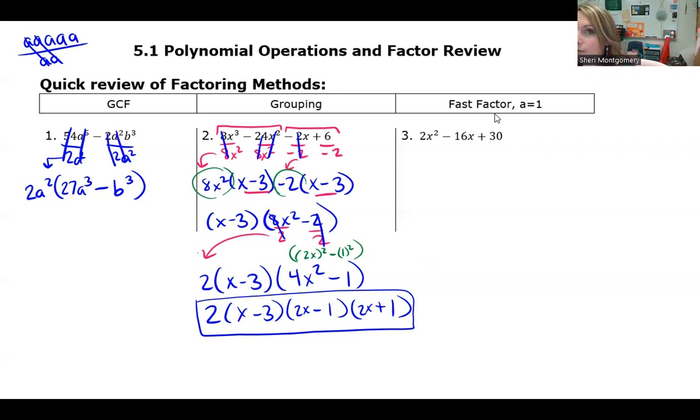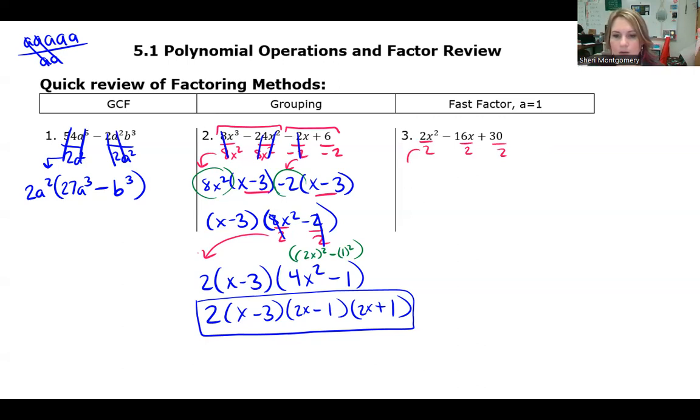Fast factoring, this time we're not going to forget. When I'm looking here, they're all even numbers. That means we can divide by what? 2. So let's do that first. And plus, the title says fast factor, and A has to be equal to 1. A is equal to 2, so I couldn't even fast factor if I wanted to. So I'm going to first factor out the GCF, which is a 2.